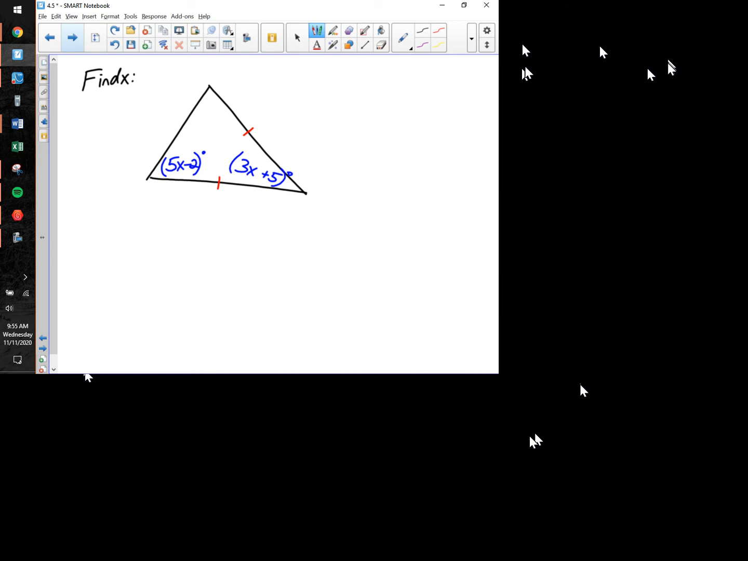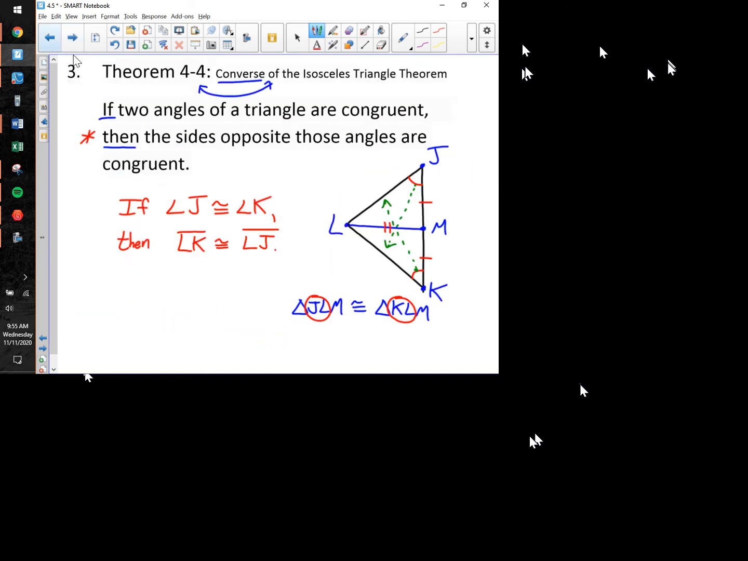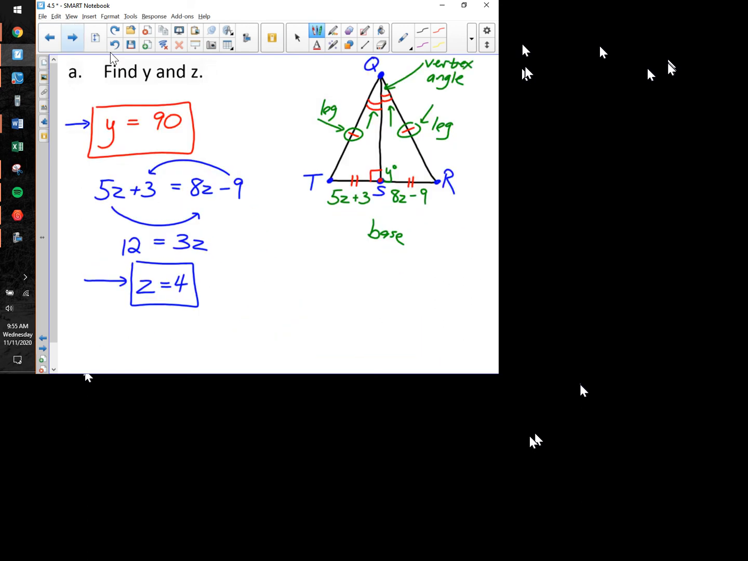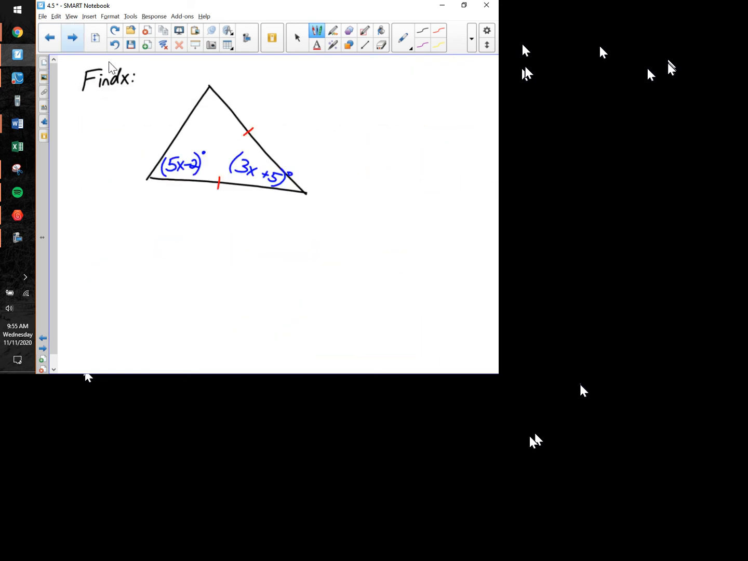Now, this example looks a little bit like what happened in the example that we did right here. In this diagram, before I marked it all up, we had a triangle with two congruent sides. That made it isosceles. And knowing the measure of this angle and the measure of this angle, those were the two base angles. In an isosceles triangle, they had to be congruent to each other. Now let's take a look. Is the same thing happening in this problem right here?